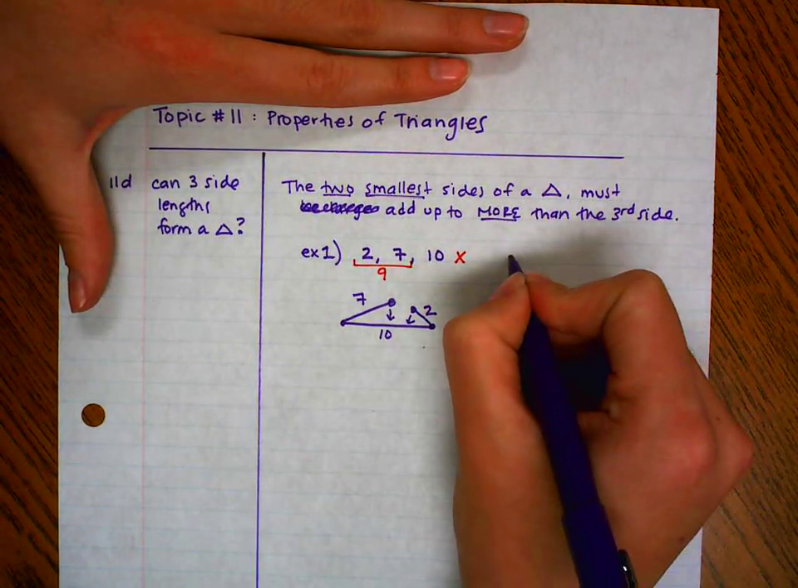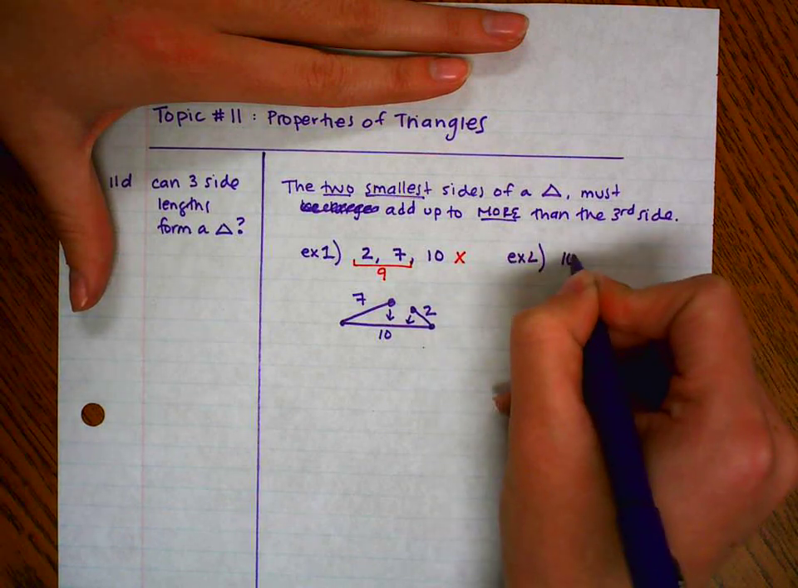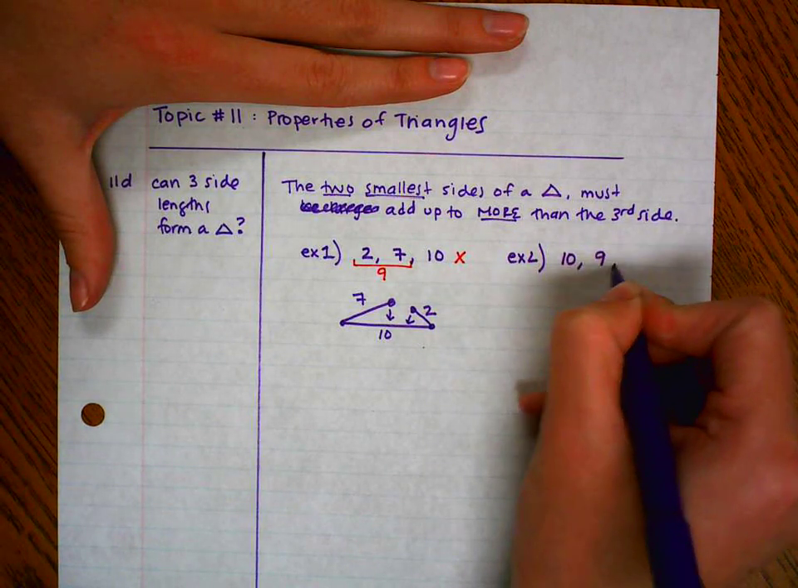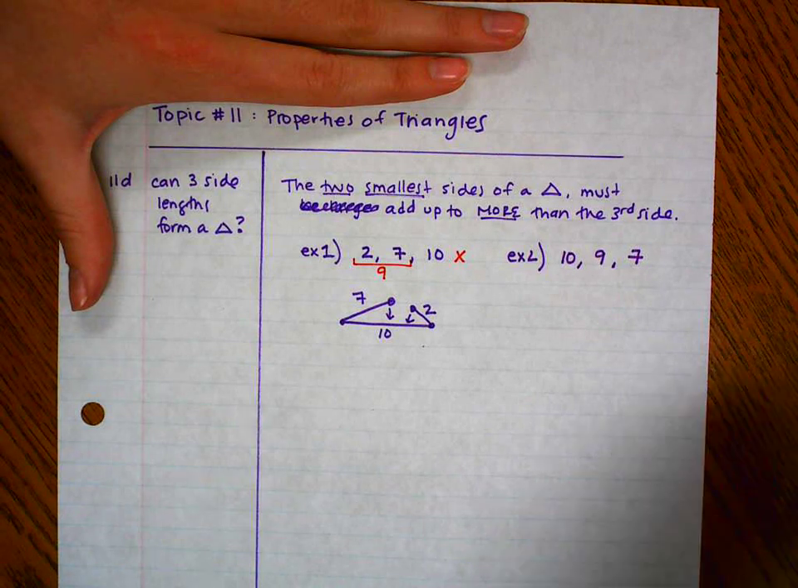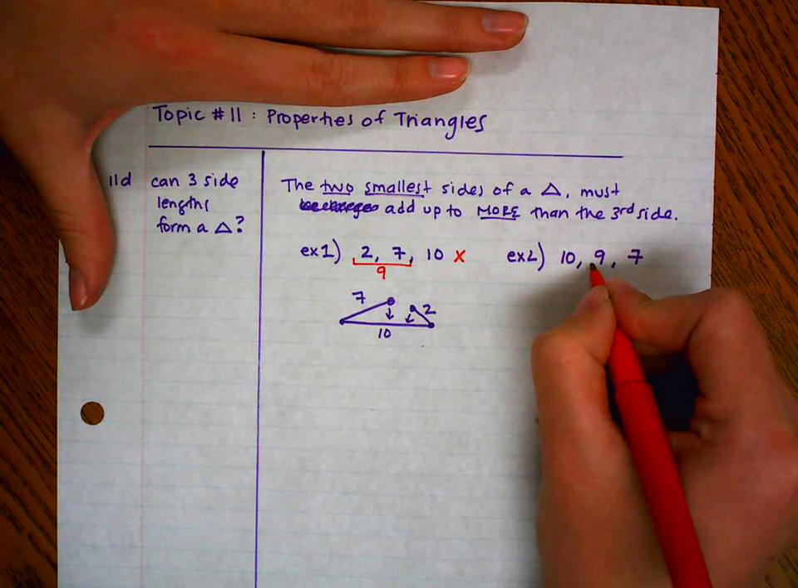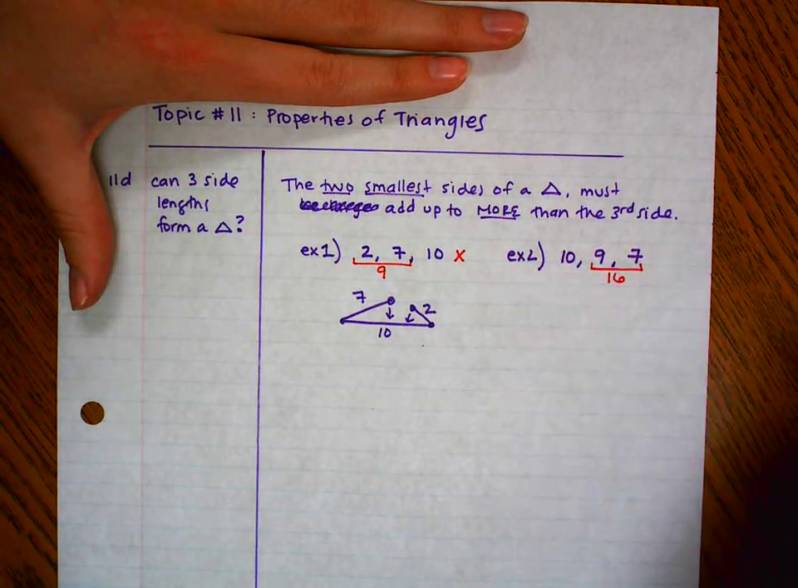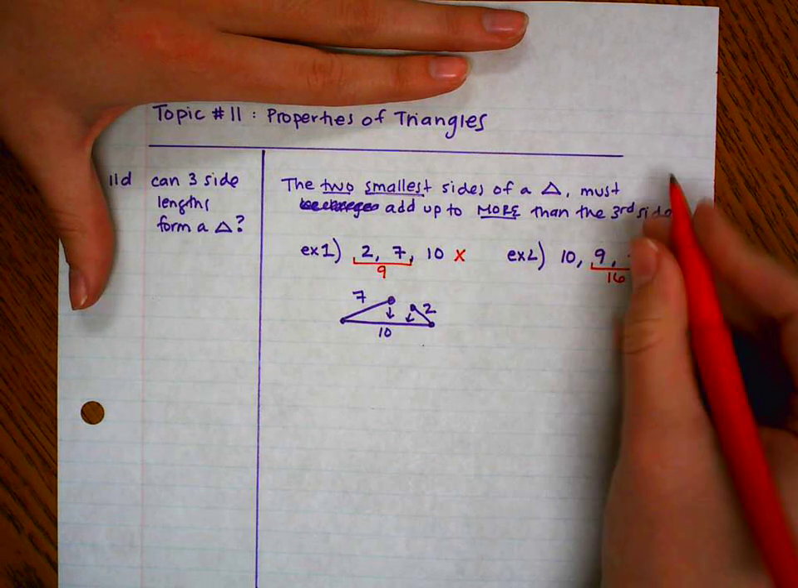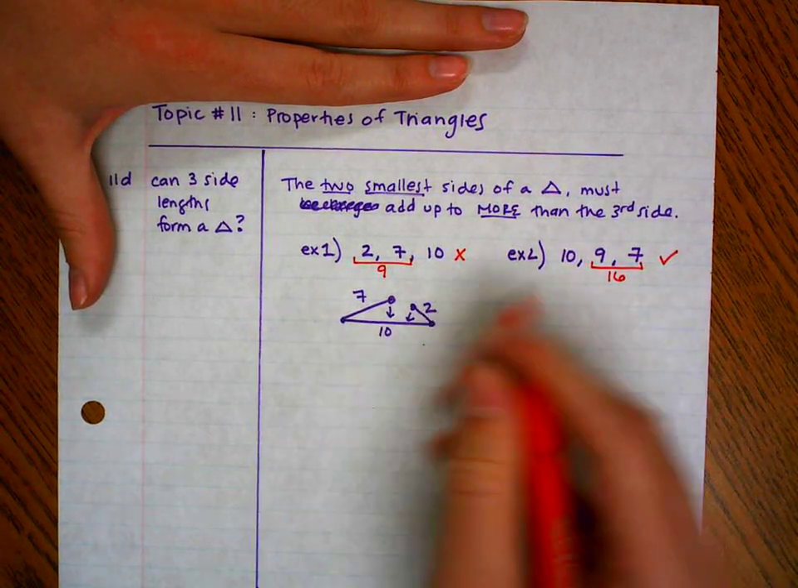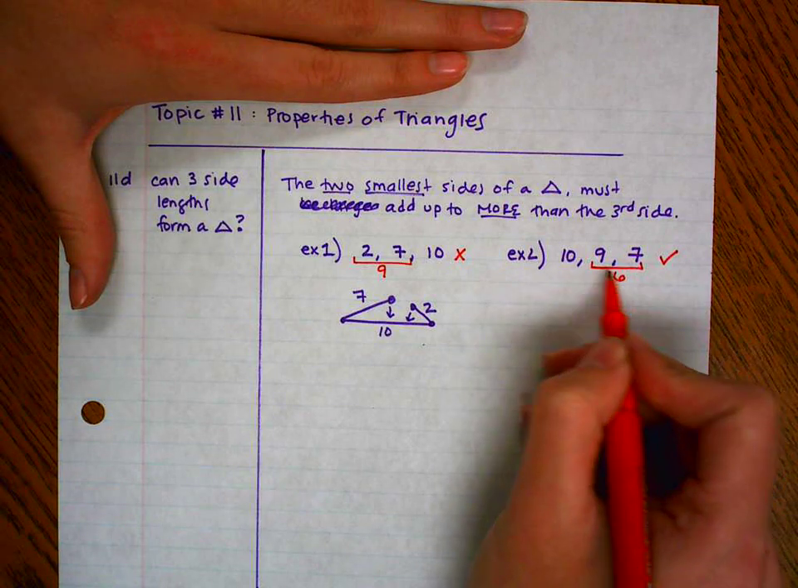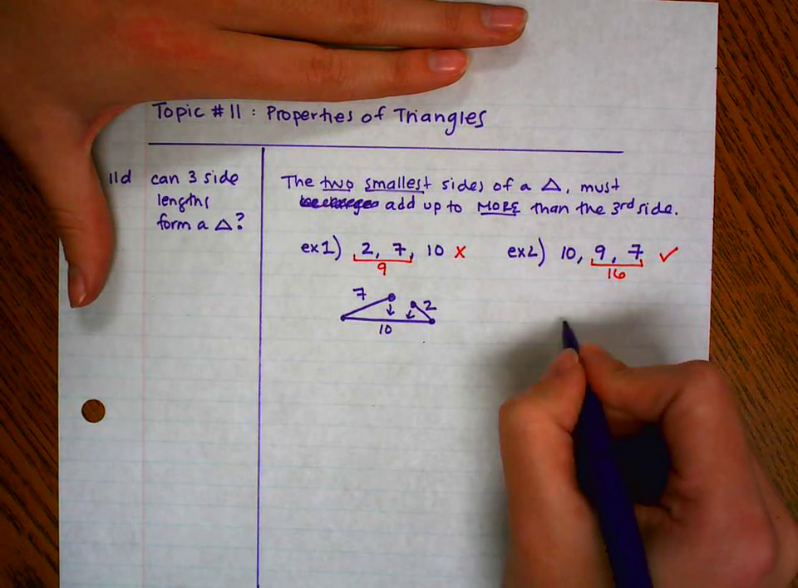Here's example number 2. Okay, so we need to find the 2 smallest sides. The 2 smallest sides are 9 and 7. Look, they add up to 16. So these 3 side lengths should form a triangle because the 2 shortest are longer when you add them together than the third side. So let's draw a picture.